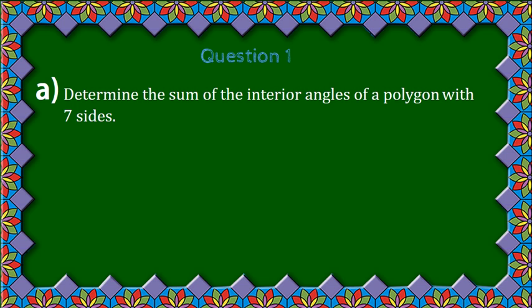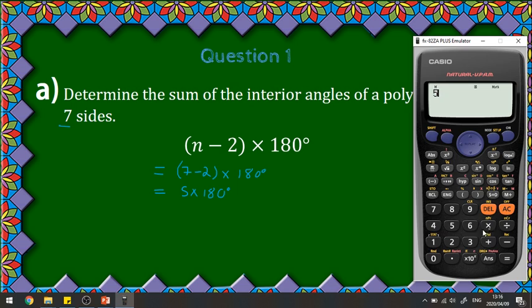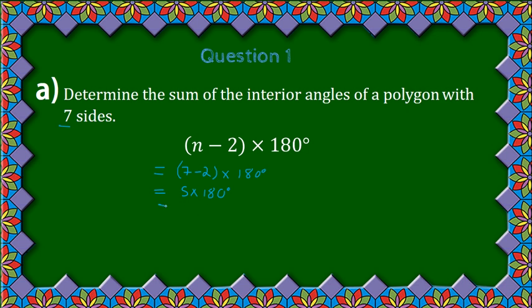Now we start with question 1. It says determine the sum of the interior angles of a polygon with n sides. So here's our formula, and we're just going to substitute in. This one has 7 sides, so I'm going to say 7 minus 2 times 180 degrees. 7 minus 2 gives me 5 times 180 degrees. On the calculator, 5 times 180 gives me 900. So the answer is therefore 900 degrees.